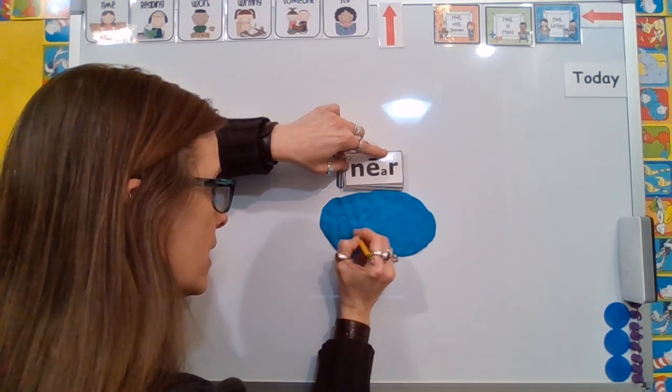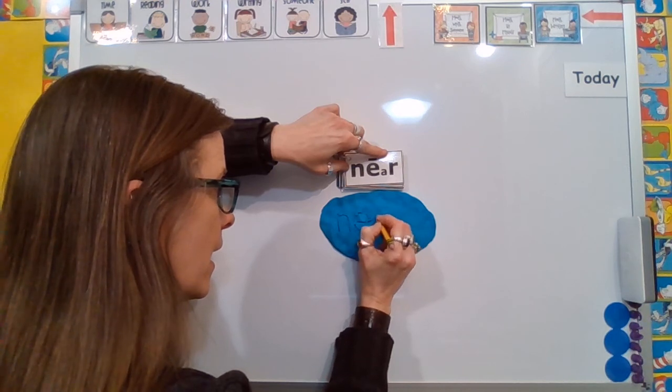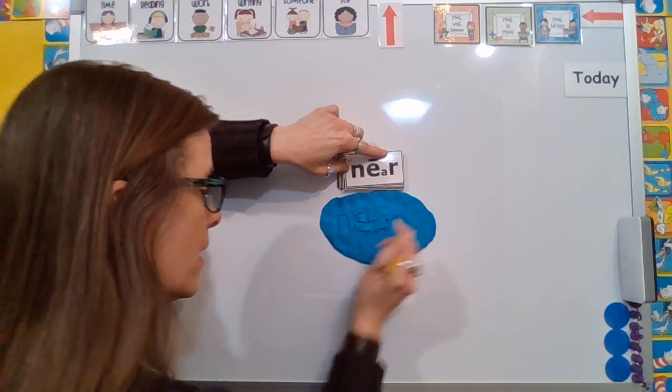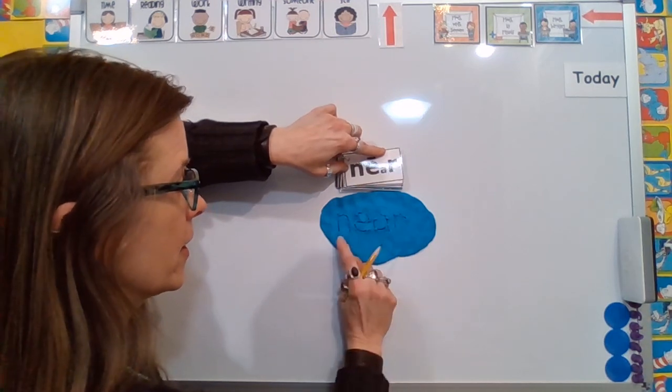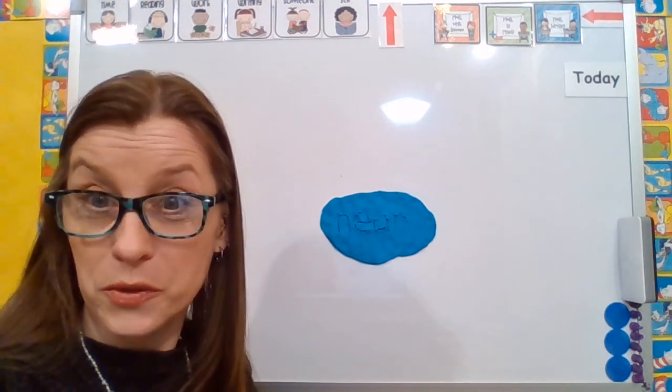All right, I'm going to write the word near. N, E, A, R. Near. Near. So that's what we would like the kids in level 3 to do.